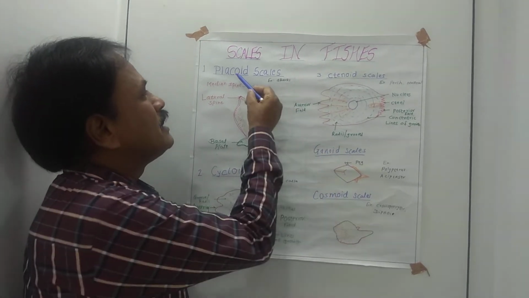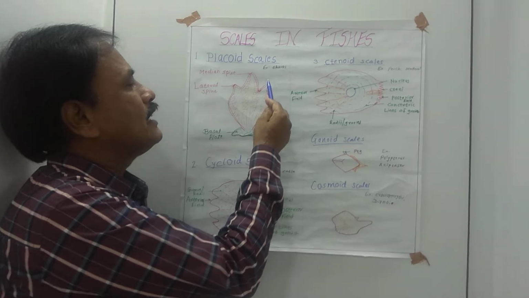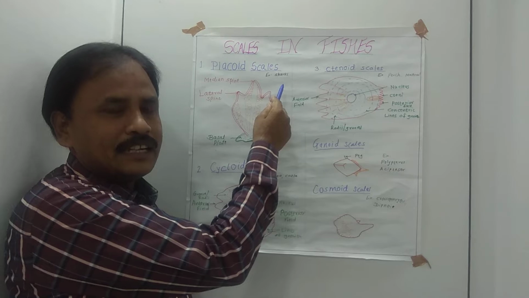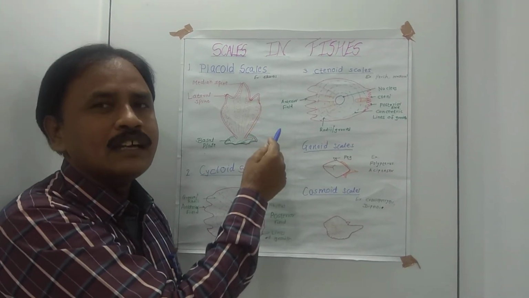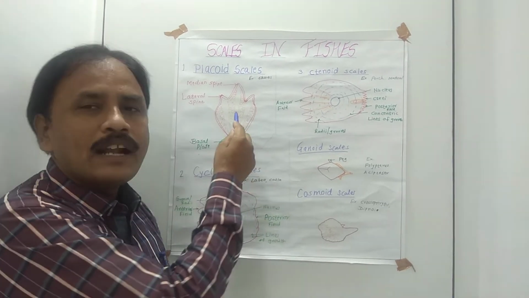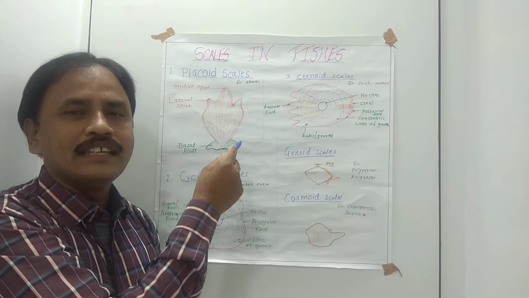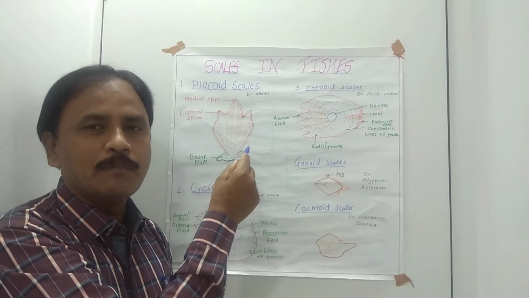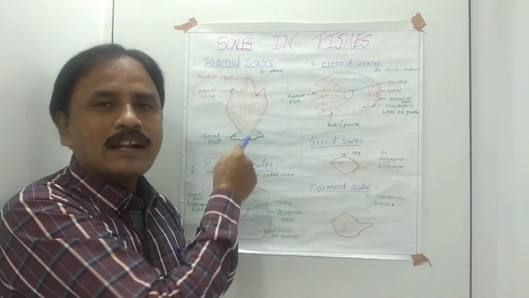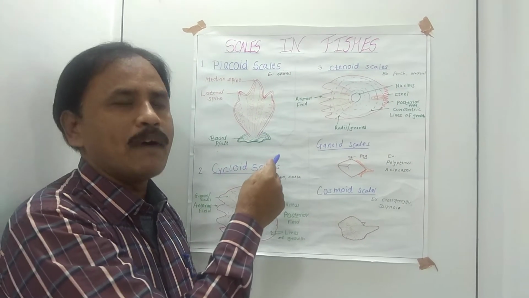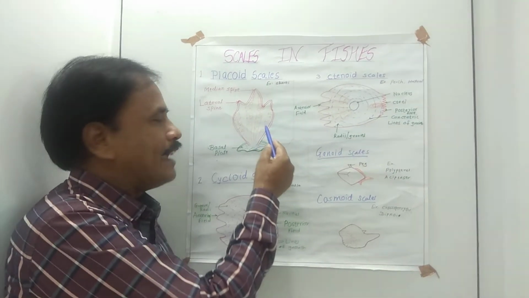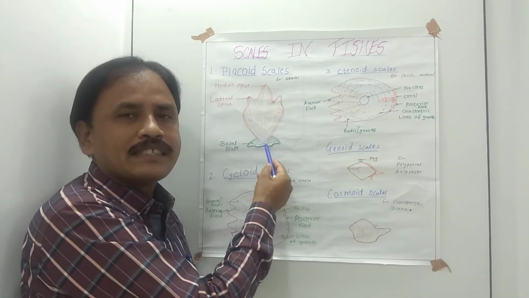The first type is the placoid scale. The placoid scales are plate-like scales and are a peculiarity of the shark fishes. That is, these are present in the Scoliodon, in the skates and the other shark fishes. Now, this placoid scale has a double origin. That is, it is partly derived from the epidermis and partly derived from the dermis. Now, these placoid scales are divided into two parts. The projected part is called the trident spine, while the embedded part is called the basal plate.